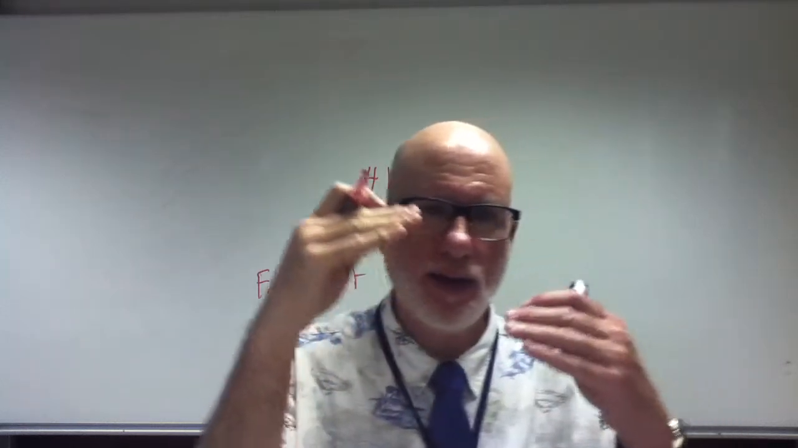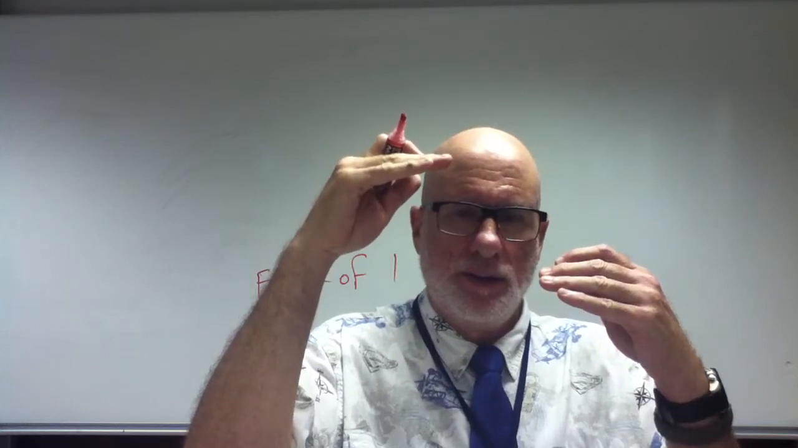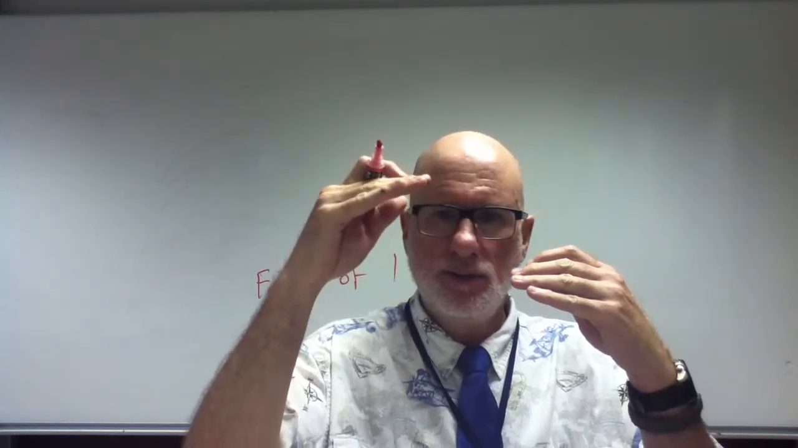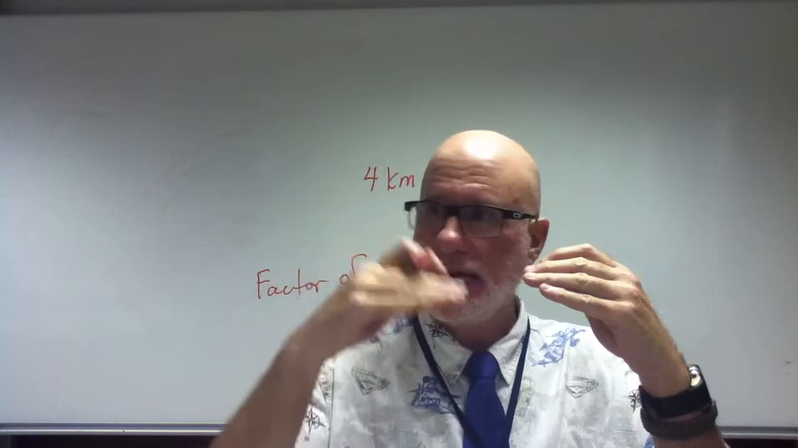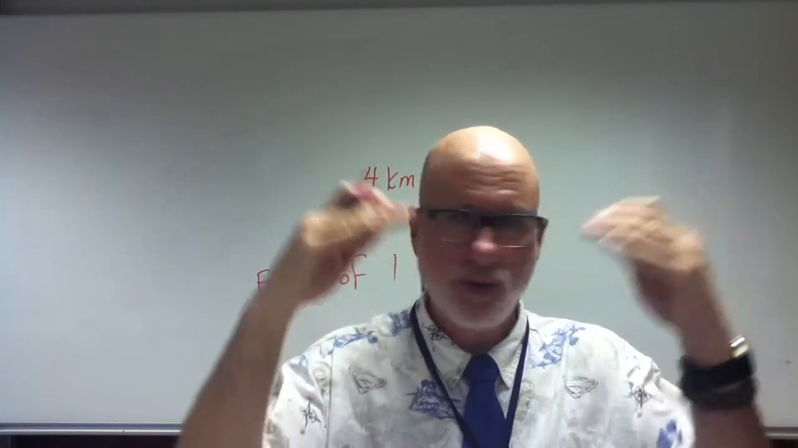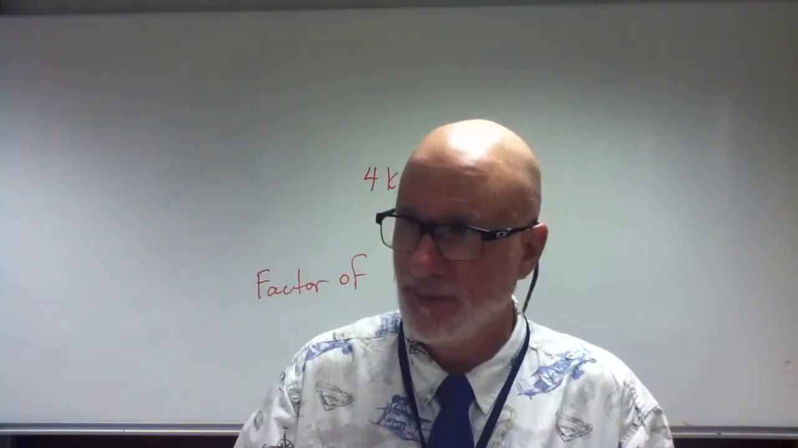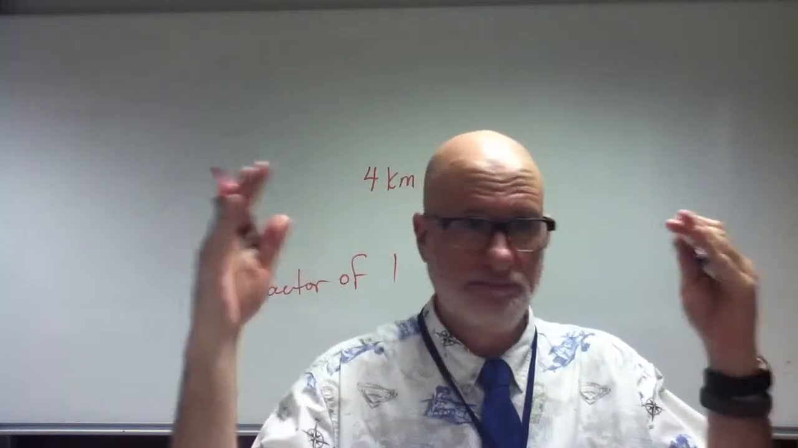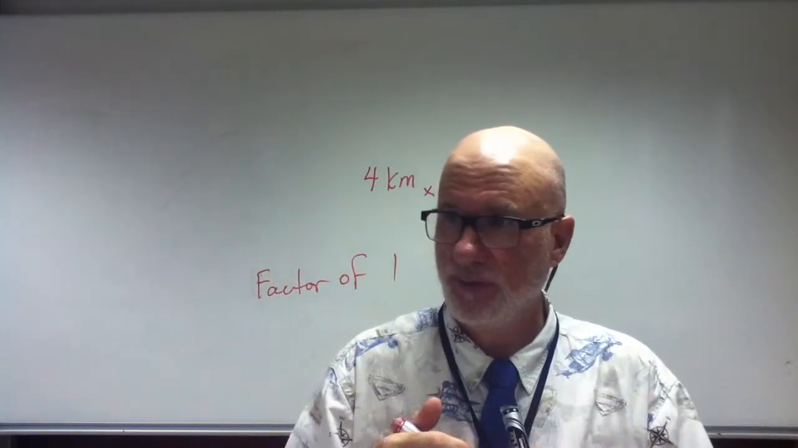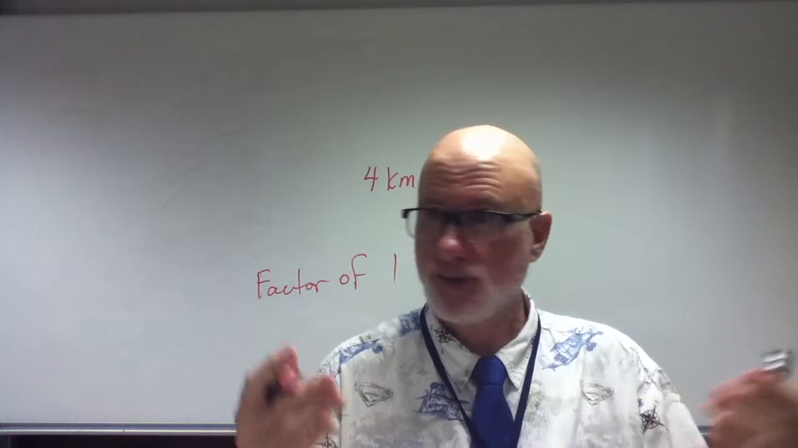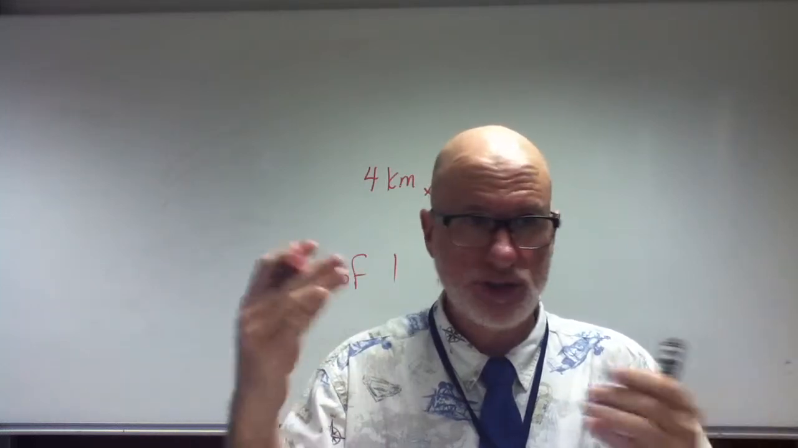Isn't a factor of 1 where the numerator and denominator are the same? 2 over 2, 3 over 3. Isn't that a factor of 1? House over house. Right? Yes or no? They're the same.